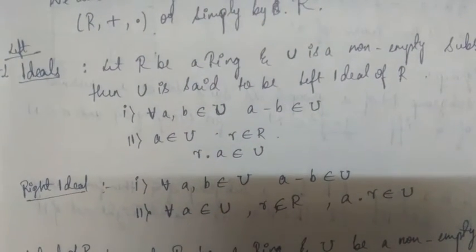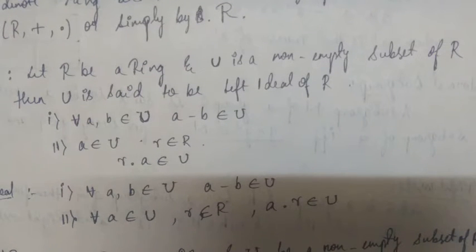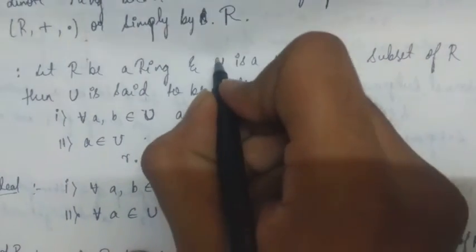Then, as I mentioned earlier, we have ideals for normal subgroups. Now let's see what a left ideal and a right ideal are, because it is very convenient to explain what exactly an ideal is after these types of ideal. So let's take up the left ideal first. Let R be a ring and U a non-empty subset of R. Generally we represent ideals with capital U.